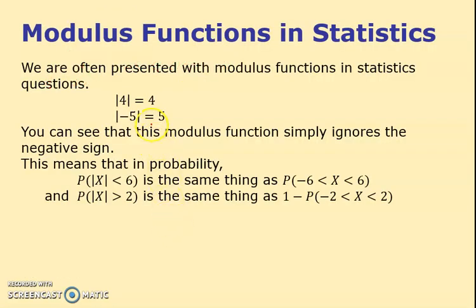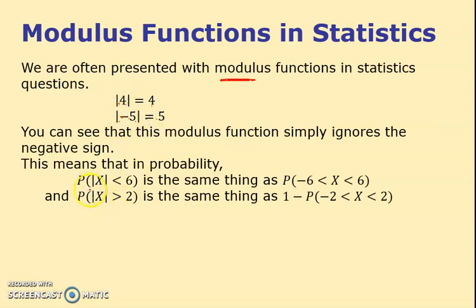Now just briefly, just a reminder of modulus functions that we're going to need for what we're doing in probability. You should be aware of this idea of a modulus function. A modulus function makes negative things positive. So the modulus of 4 is still 4 because it was positive, but the modulus of negative 5, the minus I ignore and just pretend it's 5.